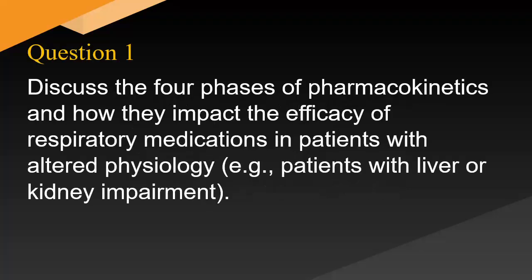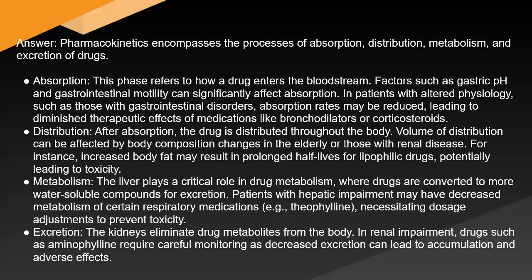Discuss the four phases of pharmacokinetics and how they impact the efficacy of respiratory medications in patients with altered physiology, e.g., patients with liver or kidney impairment. Answer: pharmacokinetics encompasses the processes of absorption, distribution, metabolism, and excretion of drugs. Absorption: this phase refers to how a drug enters the bloodstream.